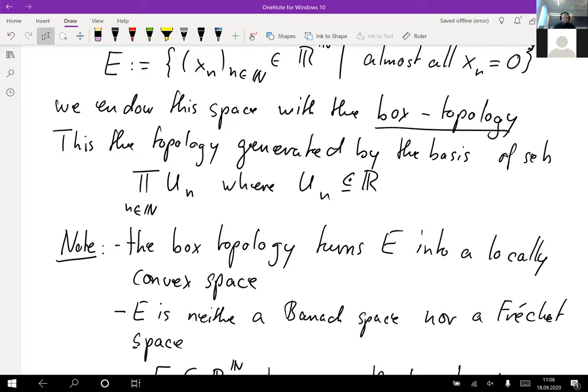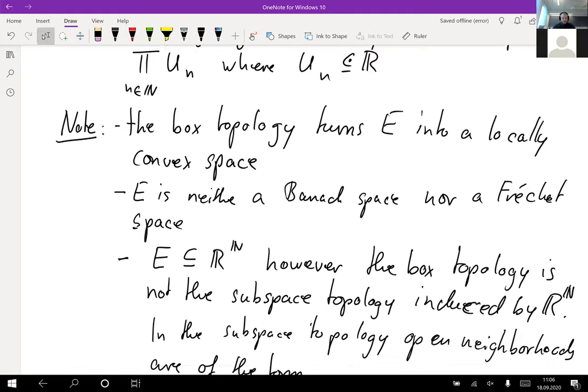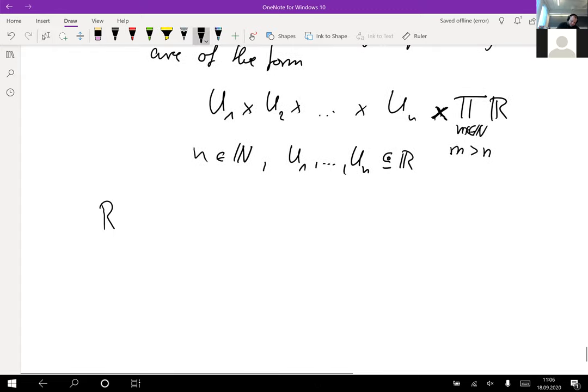So box open neighborhoods are in general constructed from infinitely many open sets, whereas product topology open neighborhoods are only constructed from finitely many open sets, which are different from the spaces from which they are constructed, and for the rest you always get the same space. Okay. However, we want to look at an operator here.